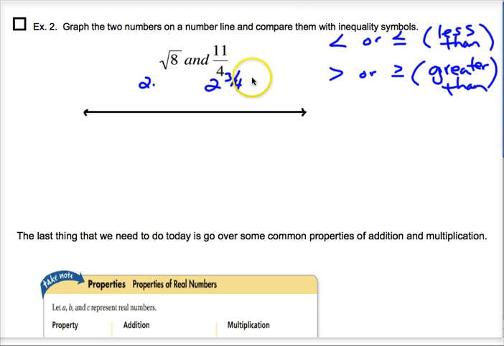Which is 2.75. So I guess the big question is, when I take the square root of 8, do I get something that's bigger than 2.75 or less than 2.75? So what I would do is go ahead and plug that into my calculator, see what that is, and type that in here, square root 8, and I get 2.83. So square root 8 is bigger than 11/4. So what would I be looking for here? Oh, maybe something like this. They're both between 2 and 3.